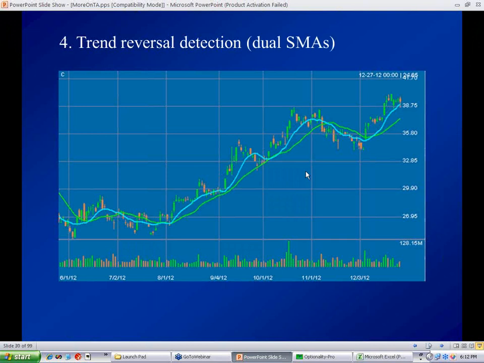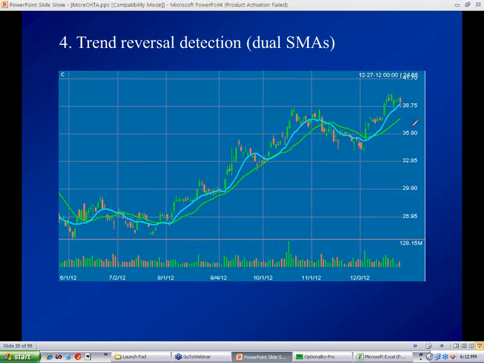Now, another way to detect trend, a more precise way, is to use two moving averages. We call these crossovers. These are two different moving averages with different time periods. I think one of them is like a 15, one of them is a 20, I think. I can't be positive, but it doesn't matter. The point is they're different time periods. When one crosses the other, that's a distinct trend reversal.